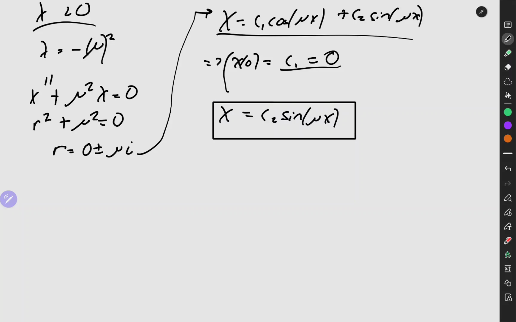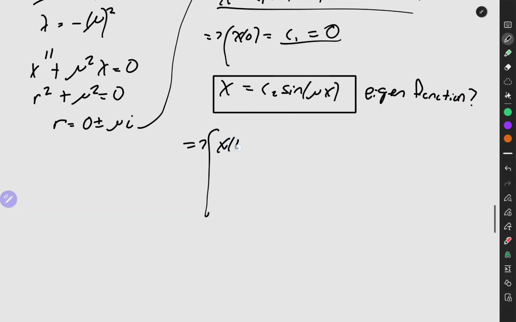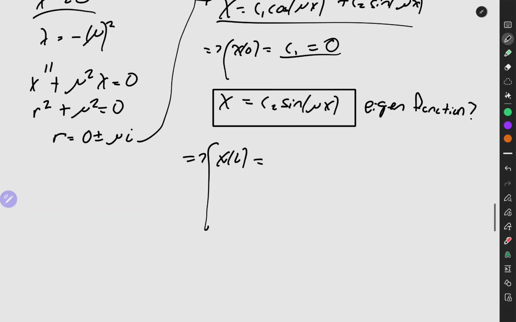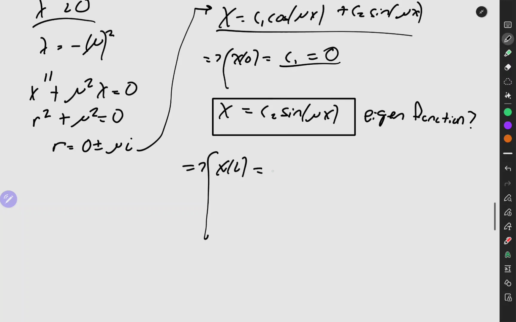This has to be. So now let's look at the next boundary condition just to make sure. We suspect that it is the eigenfunction. Let's take a look. X of L is equal to C2 sine of mu L equals 0.